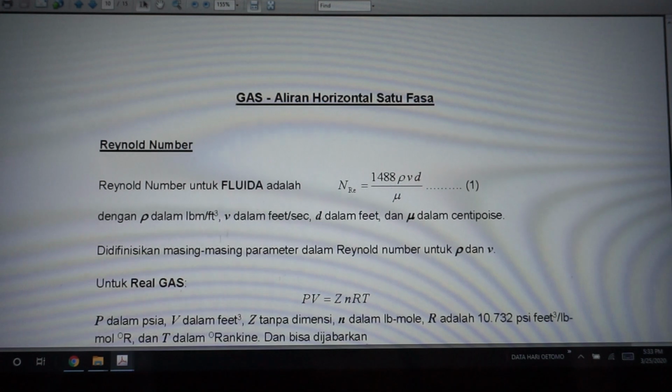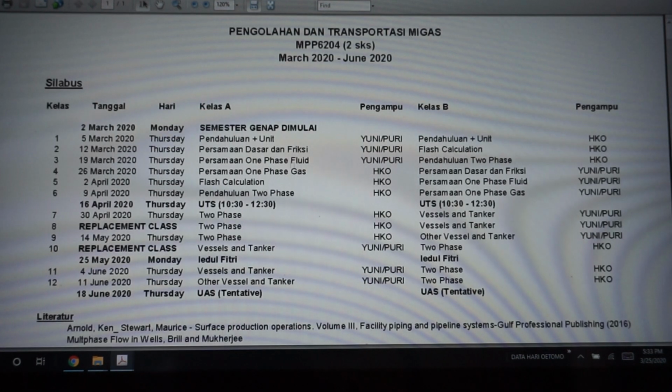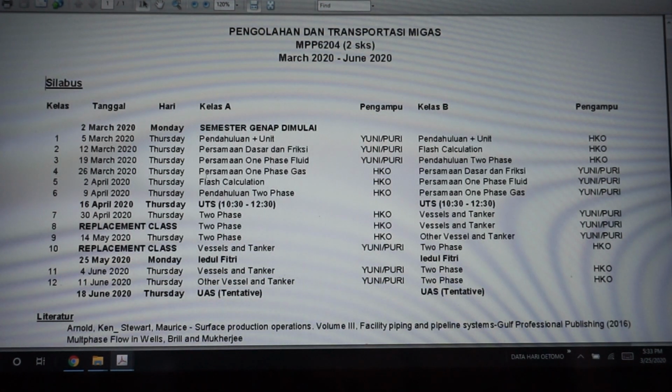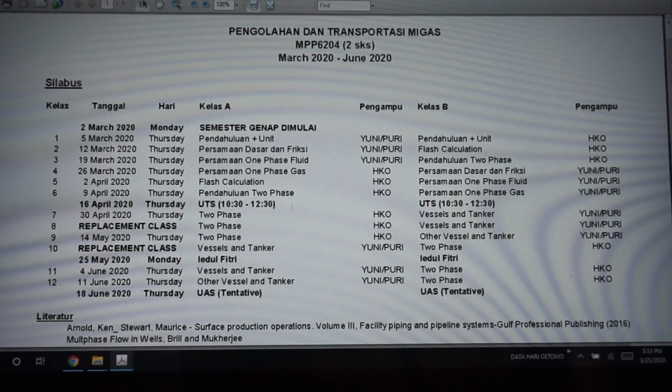We will continue with gas, one phase gas. If you see the schedule here, this is for class A and class C, and meanwhile class B will be continued by Ibu Buri. Today is one phase gas, and next week is flash calculation and introduction of two-phase flow.